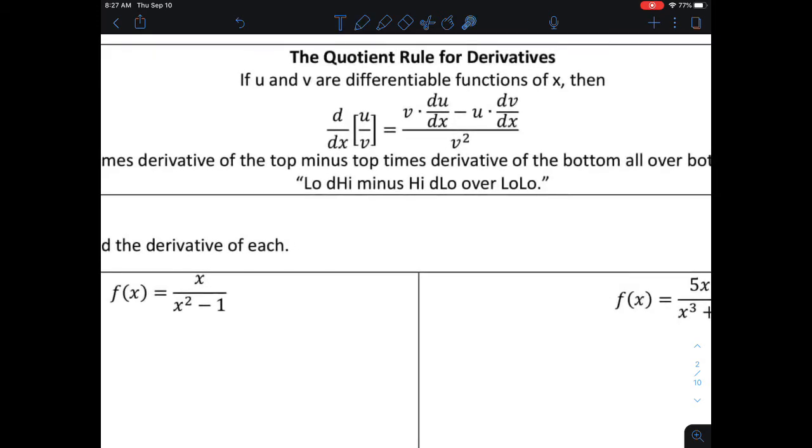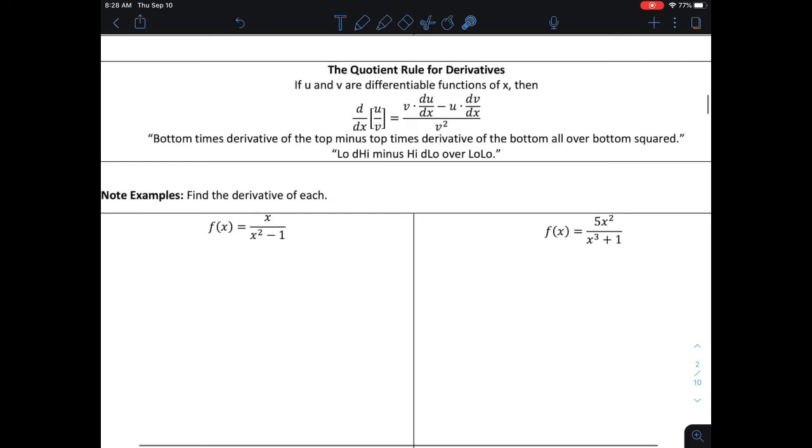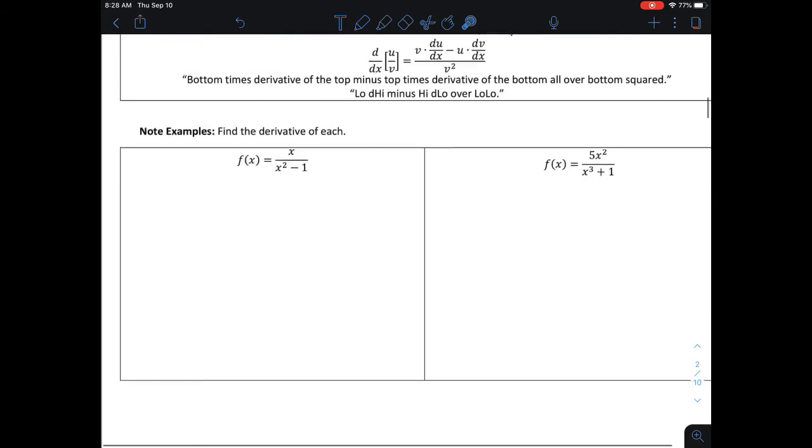So if I have two differentiable functions of x, so in this case u and v, and I have u being divided by v, and I want to take the derivative. The way this derivative works is you take the bottom, which is v, times the derivative of the top, minus top times the derivative of the bottom, all over the bottom squared. So that's what the u's and the v's are representing. And a little saying that helps some people, low d high minus high d low over low low is the quotient rule for derivatives. So let's do some examples here of these two.